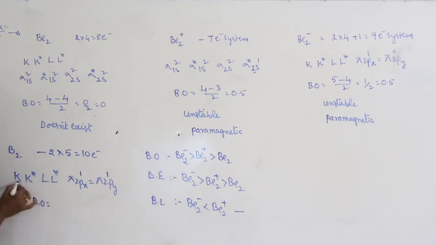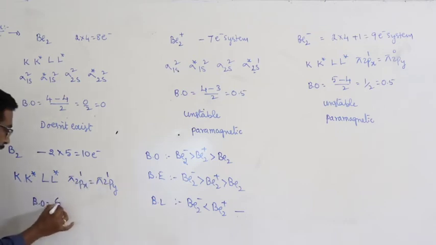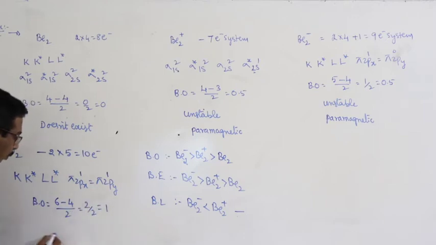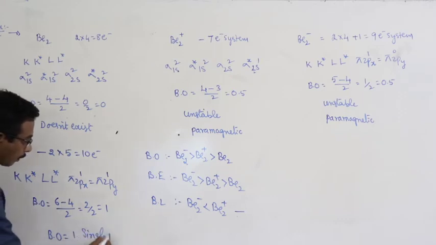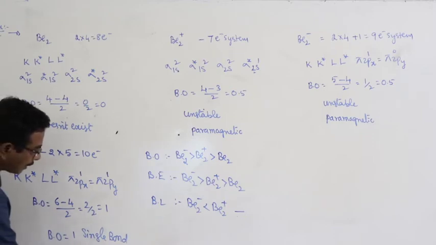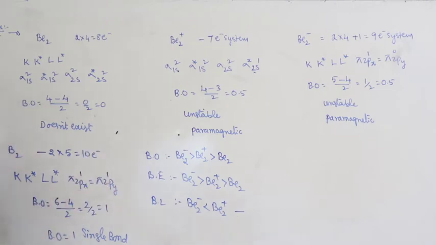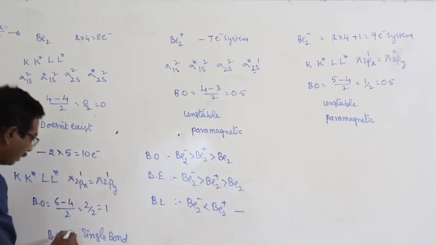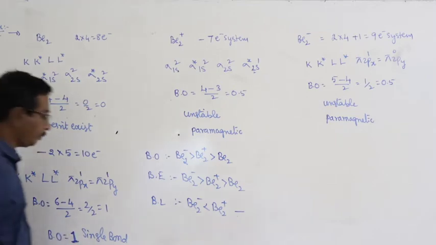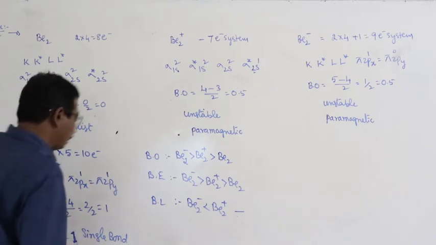What about the bond order? Number of bonding electrons 2 plus 2, 4, 4 plus 2, 6, 6 minus 4 by 2, that is equal to 2 by 2 is equal to 1. Bond order is equal to 1, single bond. What about the nature? Paramagnetic. Why? There are 2 unpaired electrons present in the pi 2px and pi 2py. Okay. Next one.